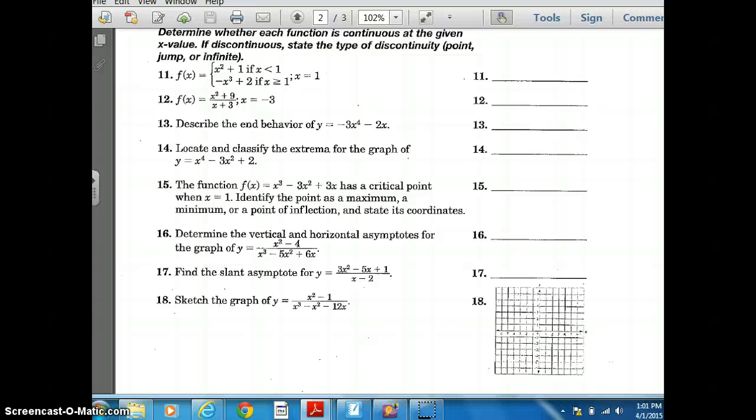All right, we're just finishing up the second side of the Chapter 3 review. Number 11 wants you to determine whether the function is continuous or discontinuous. There are three forms of discontinuity.